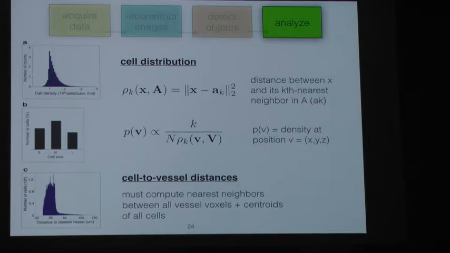The idea is that the density at each point of space, represented by this vector v, is inversely proportional to the distance from each point to its kth nearest neighbor. So if there's a very high density of cells, then the distance to the kth nearest neighbor is small, and so this density estimate will be large.